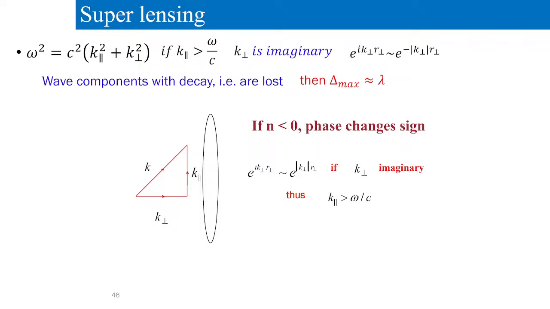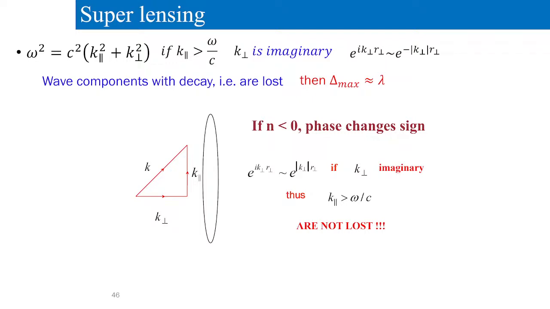This indicates the first thing is K perpendicular indicates K parallel greater than omega by C. So even if K parallel is greater than omega by C, K perpendicular is not lost. Therefore, the wave components associated with K perpendicular are not lost. So when they are focused, the K perpendicular is also focused, K parallel is also focused.